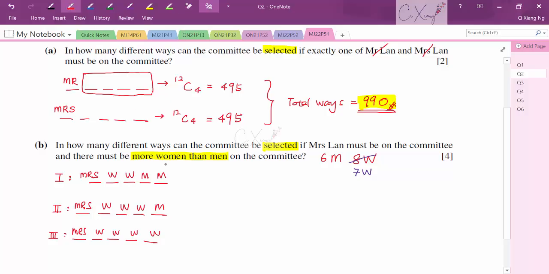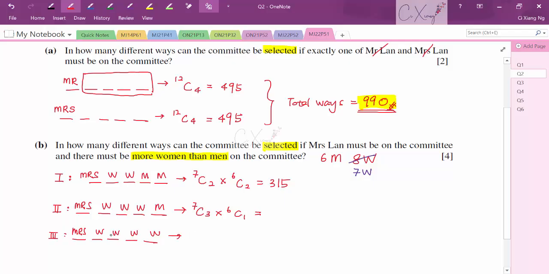All right, so now for case number 1, I want to select 2 women to be in the committee and also 2 men into the committee. So 2 women selected from 7. So 7C2 multiplied with 6C2. For case number 1, I'm having 315 combinations. Then for case number 2, I want to select 3 women and 1 man. So 3 women and 1 man means that 7C3 multiplied with 6C1.